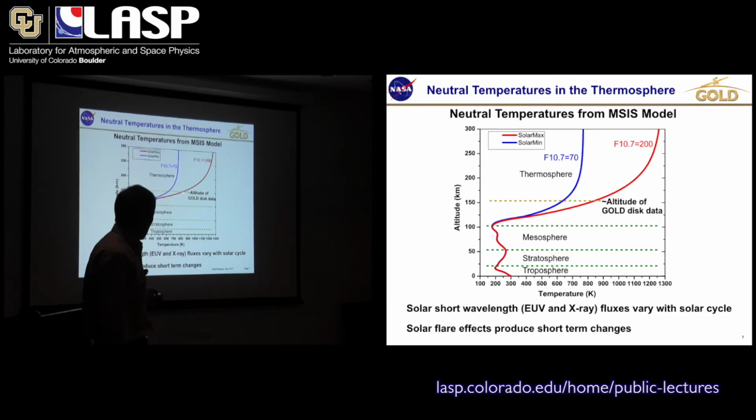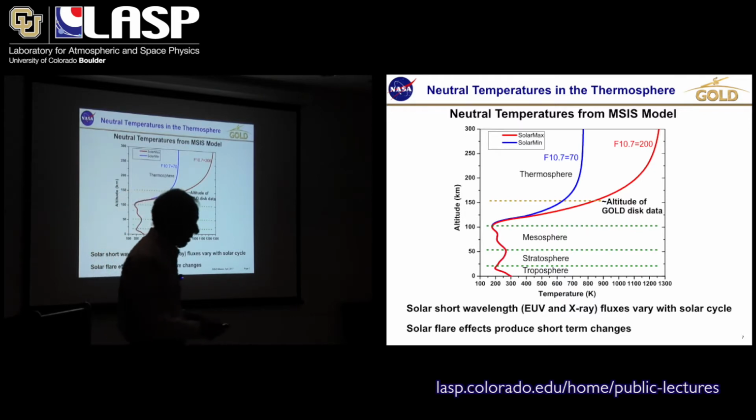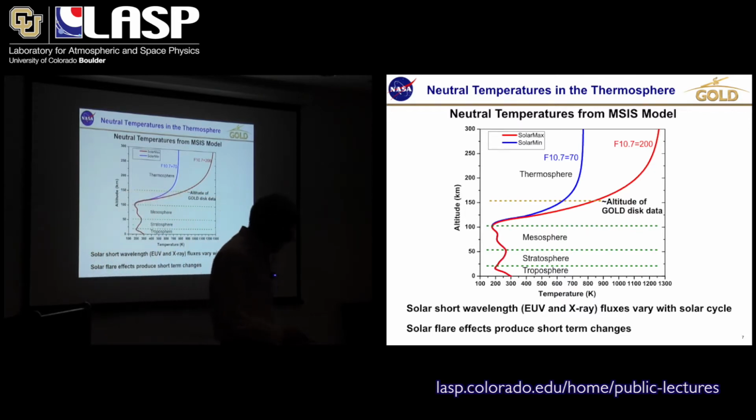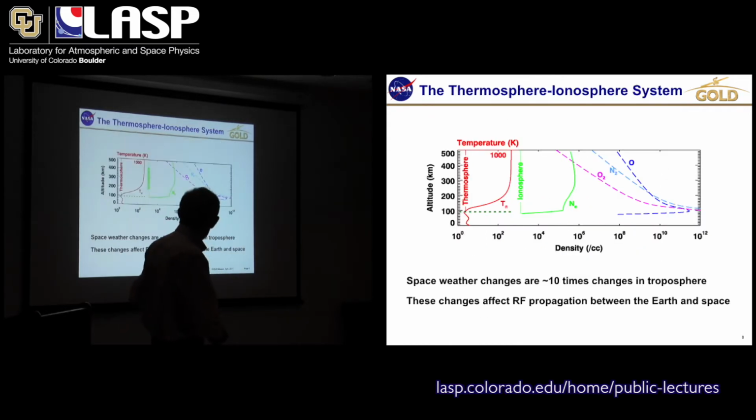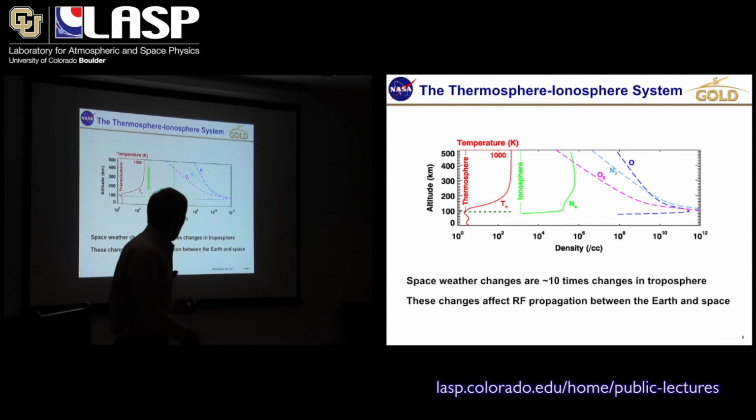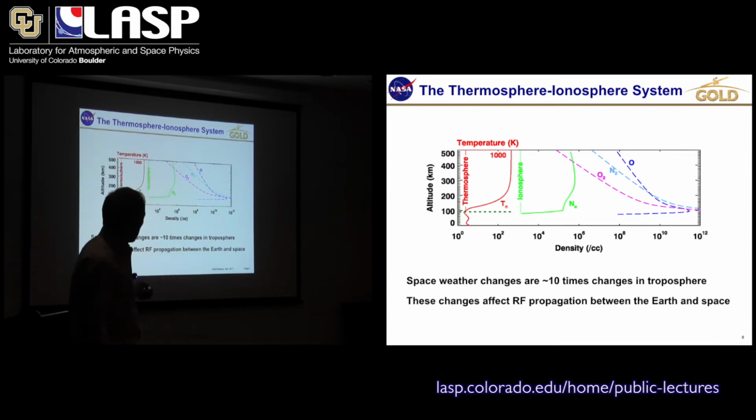And again, here's just pointing out approximately the altitude of the disk data that GOLD will be observing. So, of course, this is the neutral atmosphere. At the same time, that was just showing the temperature. At the same time, the densities are also varying.